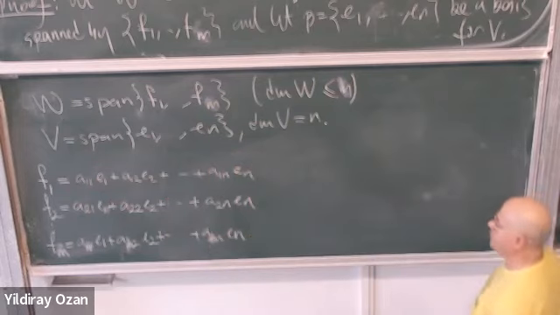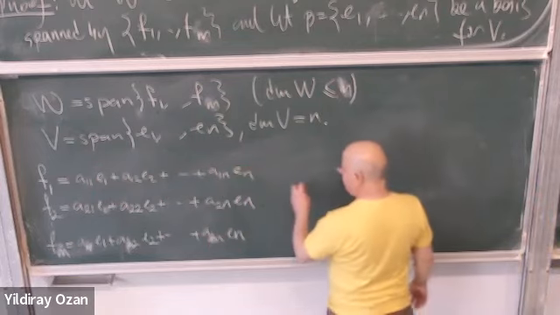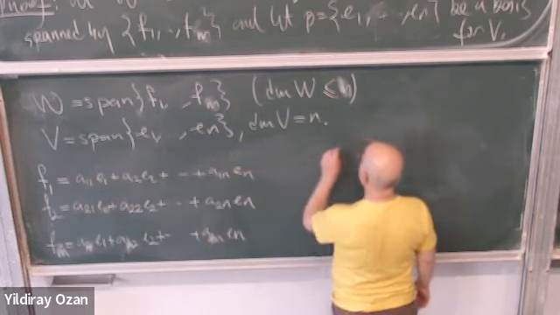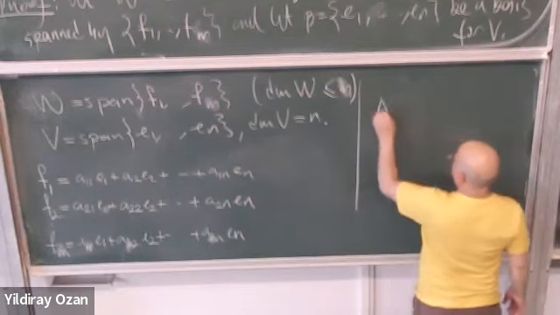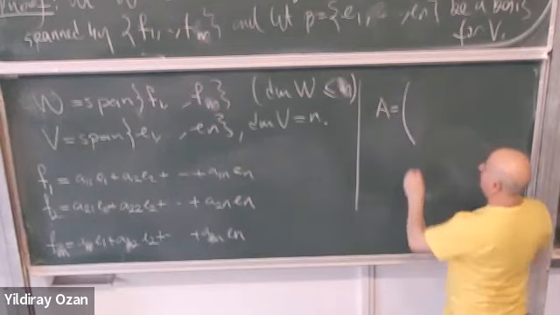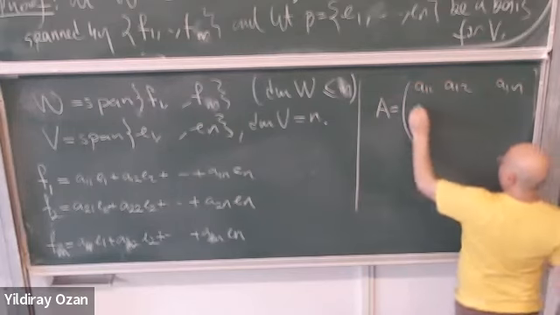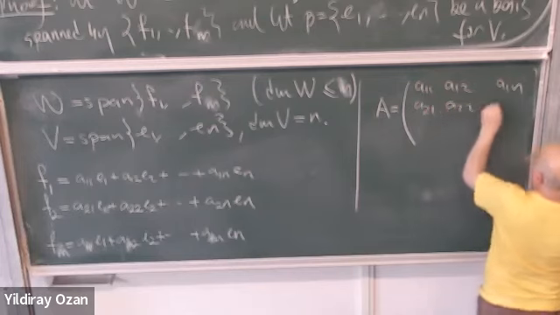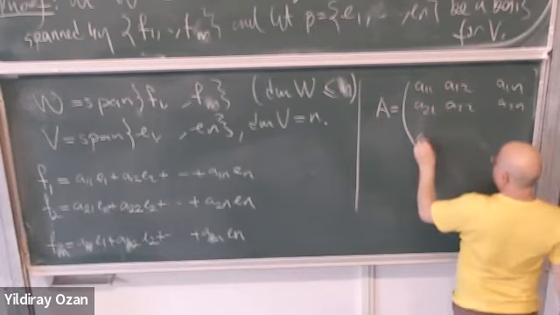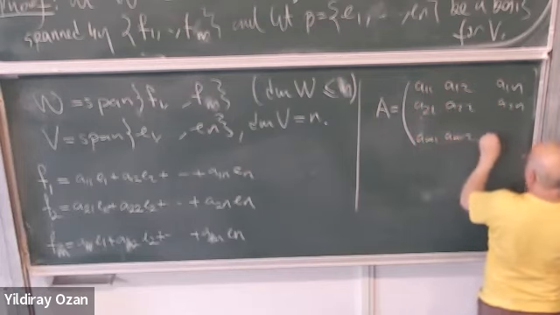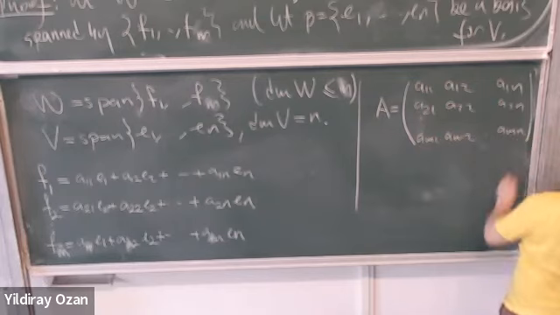Okay. So we get this matrix A, right? A11, A12, A1N, A21, A22, A2N, and AM1, AM2, AMN. Okay.